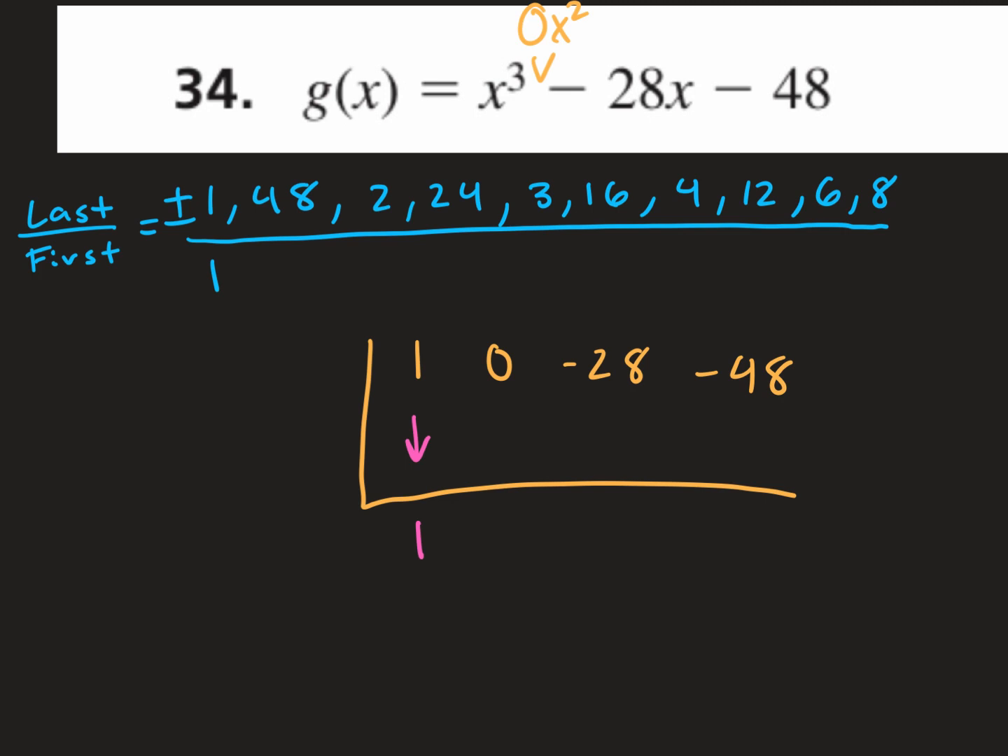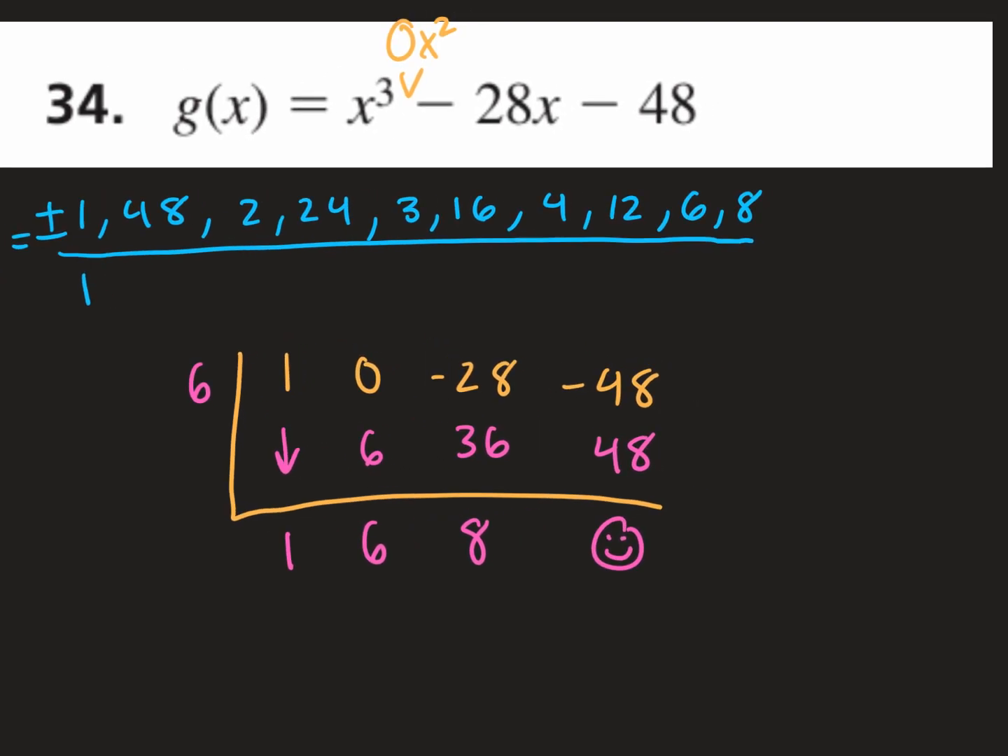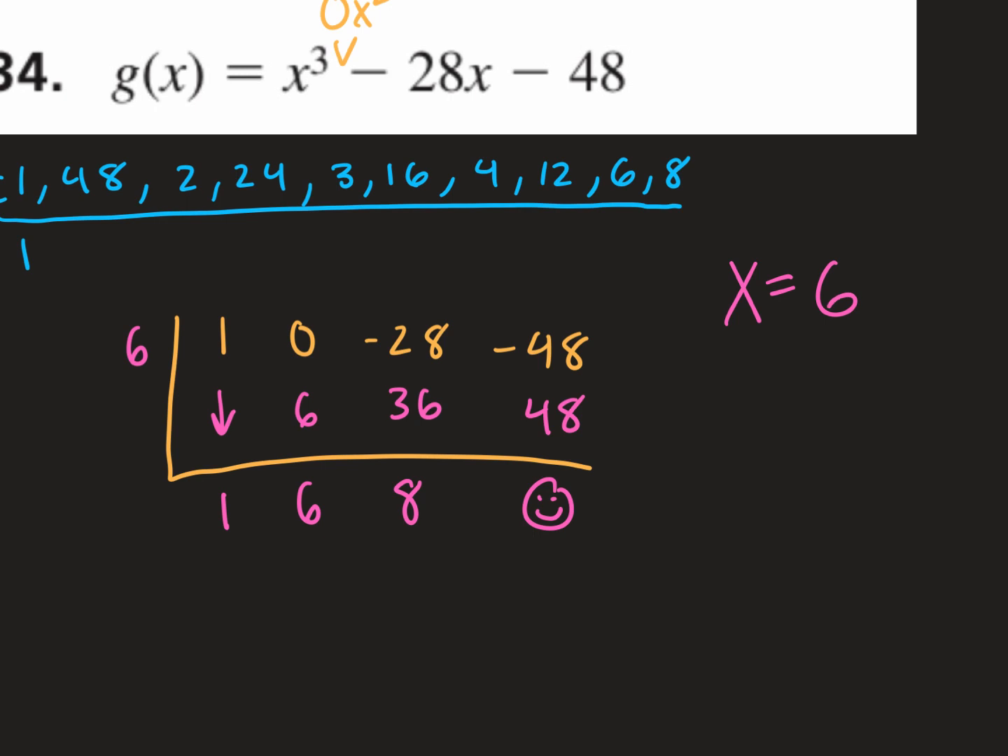What do you want to try next? 6. Let's try 6. So we multiply, add, multiply, 36. What's 28 minus 36? Or negative 28 plus 36. No. Sorry. 8. 6 times 8. 48. Negative 48 plus 48. 0. So 6 works. Yay. So x is equal to 6.